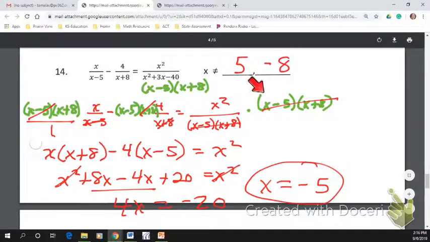Okay? Everybody okay with 14? Okay, we only have 2 problems left, and they're the story problems, and they're actually easier than these.